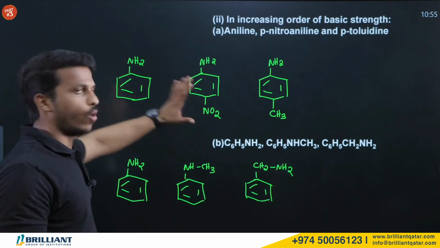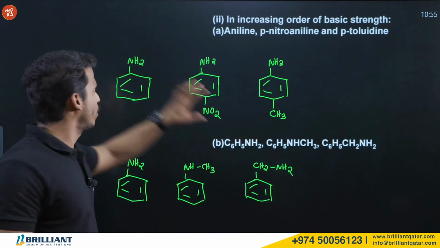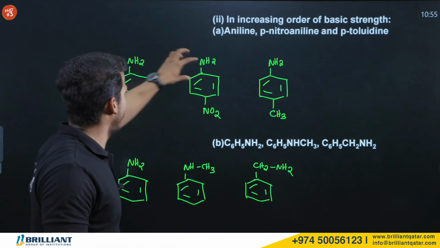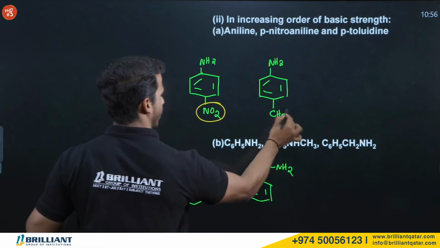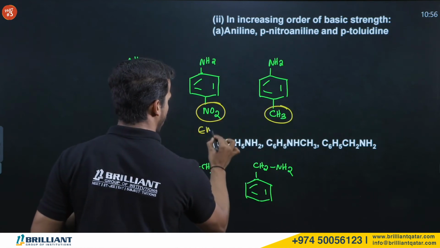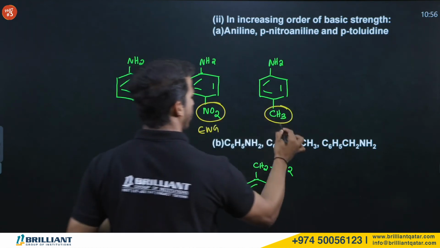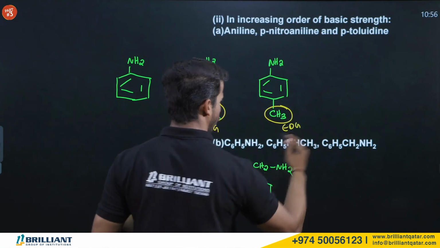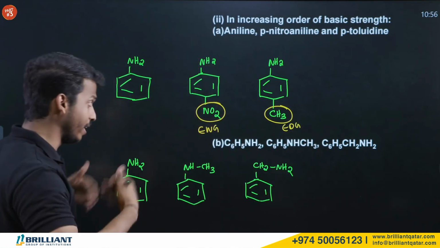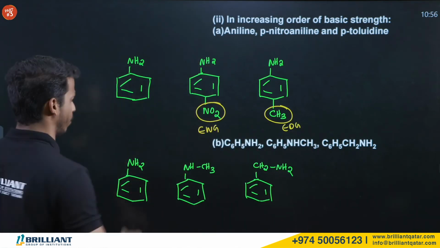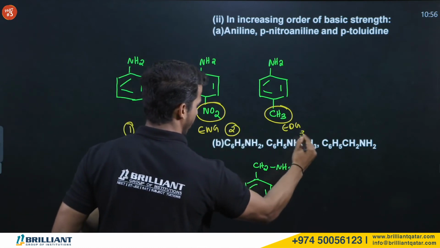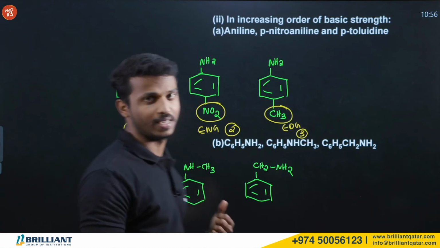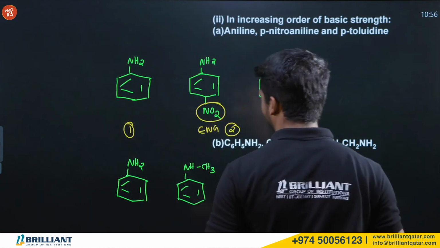In the first case, all are aromatic amines, right? Because all of them contain nitrogen directly connected to the benzene ring. Please observe, there is something extra here. You know, the nitro group is a very strong withdrawing group. Alkyl groups are electron donating groups. Who can increase the basic character? Donating group, right? Let me take this as number 1, number 2, number 3. So, who has greater basic character, dear all?